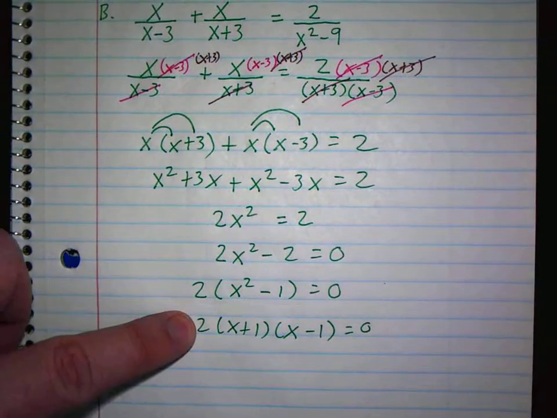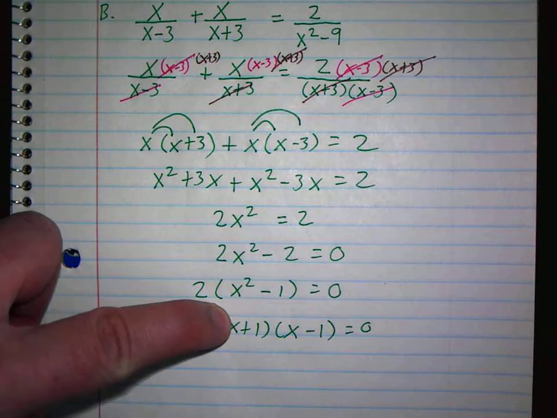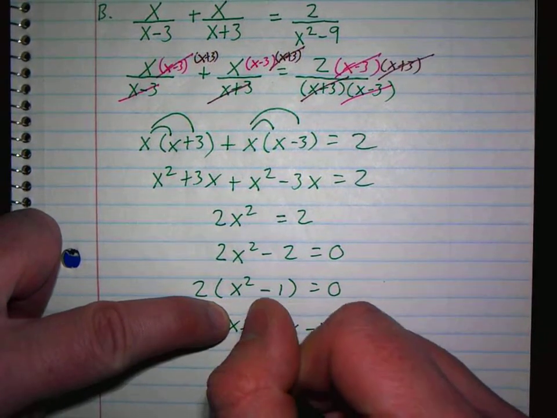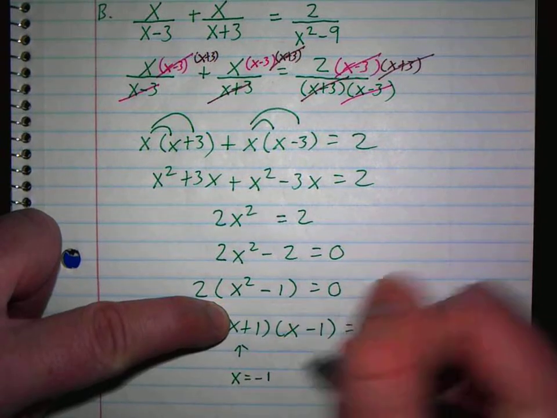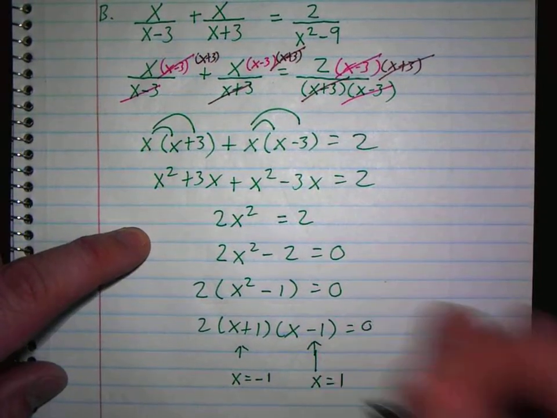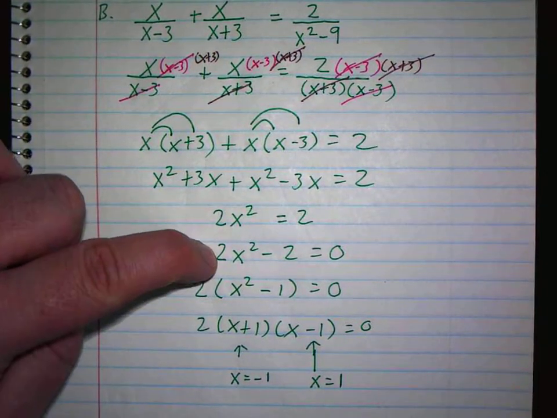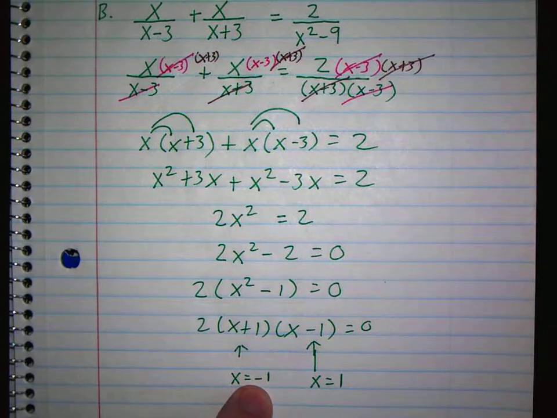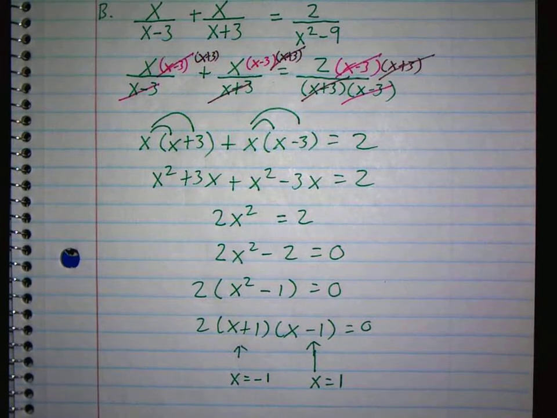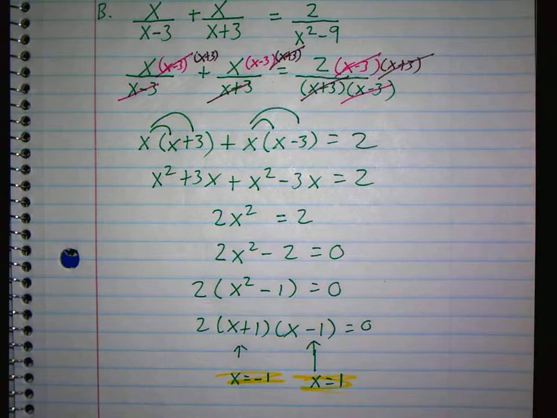And so you may recall that the 2 does nothing to the solution. The solution of x plus 1 is x equals negative 1. And the solution of x minus 1 is x equals 1. So had you been lazy, if you typed 2x squared minus 2 in your calculator, it crosses at negative 1 and 1. You could have just got the answer that way. Okay, am I done? Yeah, I have to plug them back in, right?